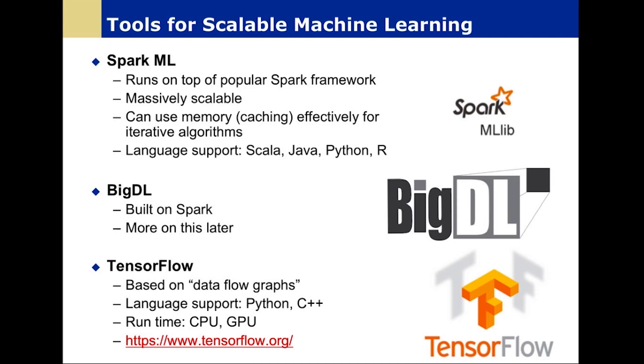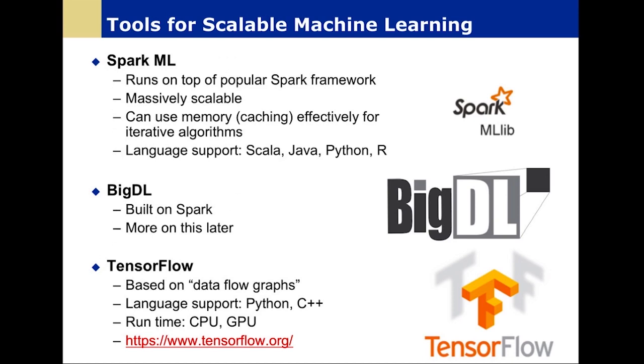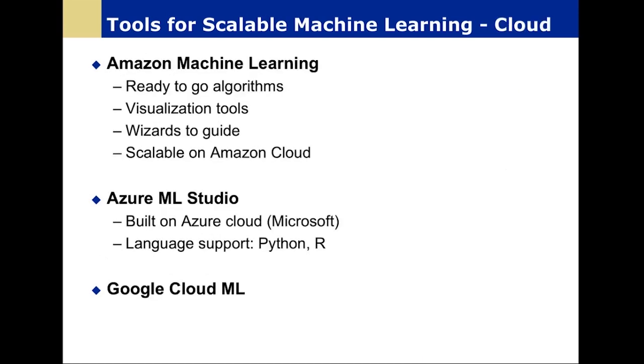TensorFlow is a Python and C++ based deep learning library. It runs on CPU and GPU, etc. And there are many other similar deep learning libraries as well: Torch, Theano, and Caffe that we mentioned. Now, on the cloud, we have a lot of both pre-trained models as well as API-managed machine learning, such as Google Cloud ML, Azure ML Studio, Amazon Machine Learning, etc.